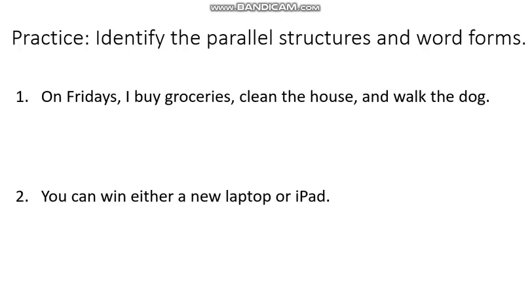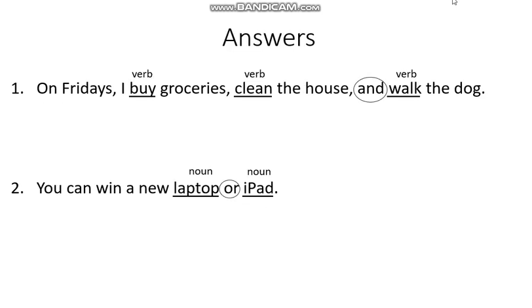Okay, for this practice, I want you to try this on your own. Go ahead and pause the video, take your time, and then press play when you're ready to go over the answers. Okay, let's look at the answers here. As you can see in the first example, these are all verbs, and our conjunction is and. As you can see in the second example, we have two nouns, and our conjunction is or.